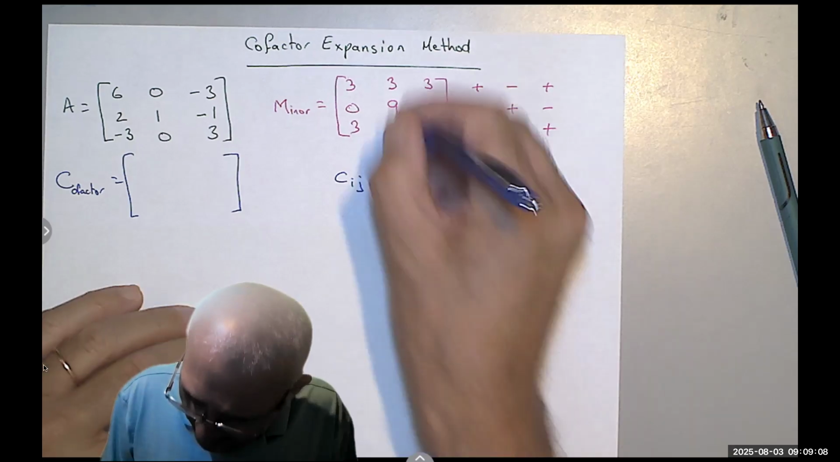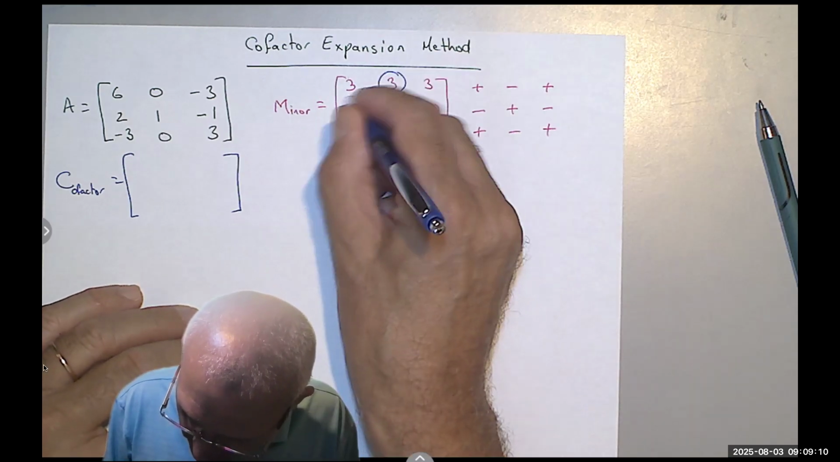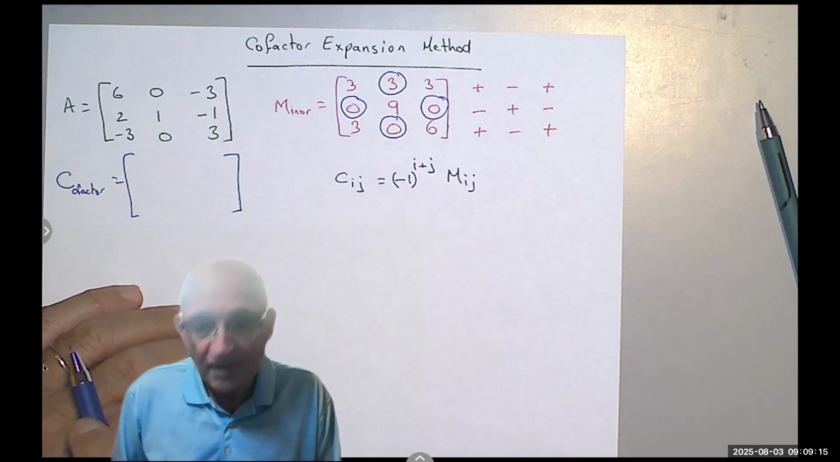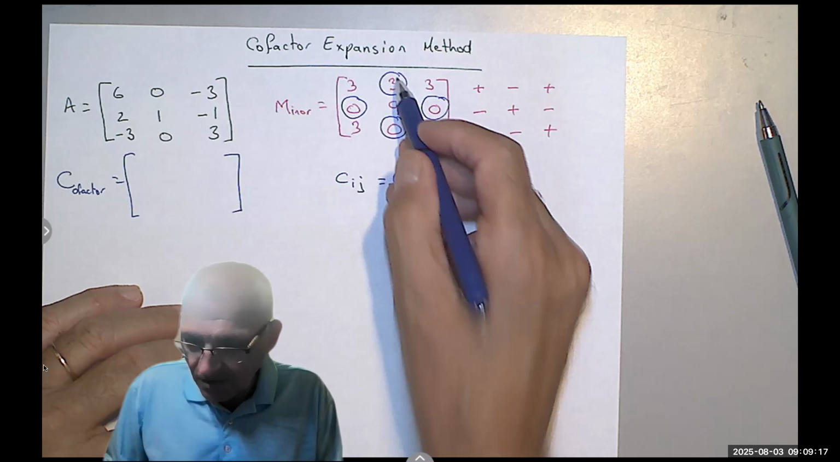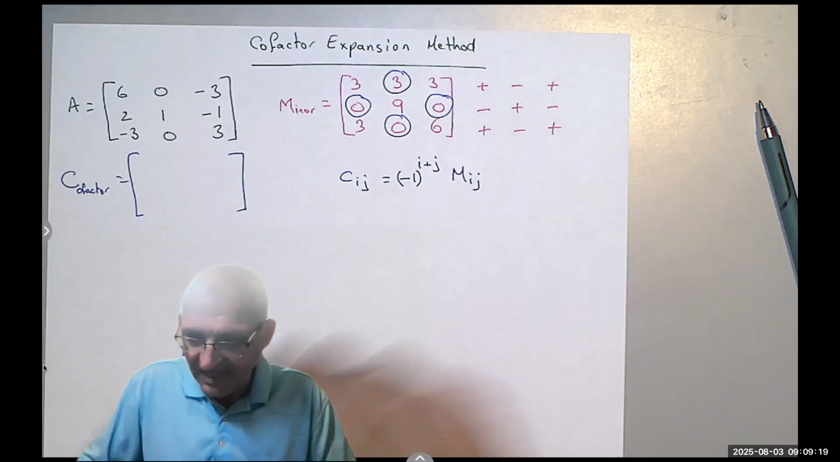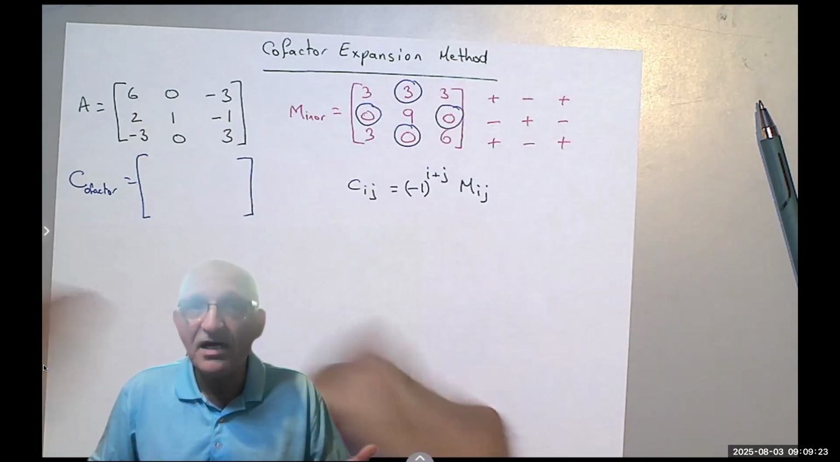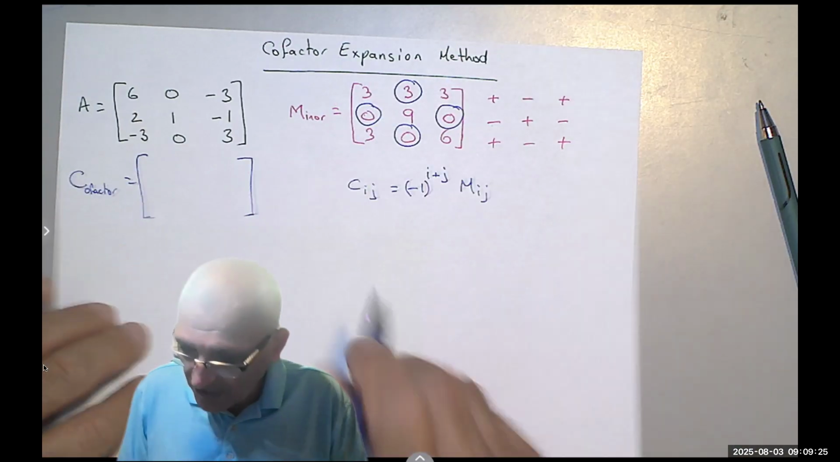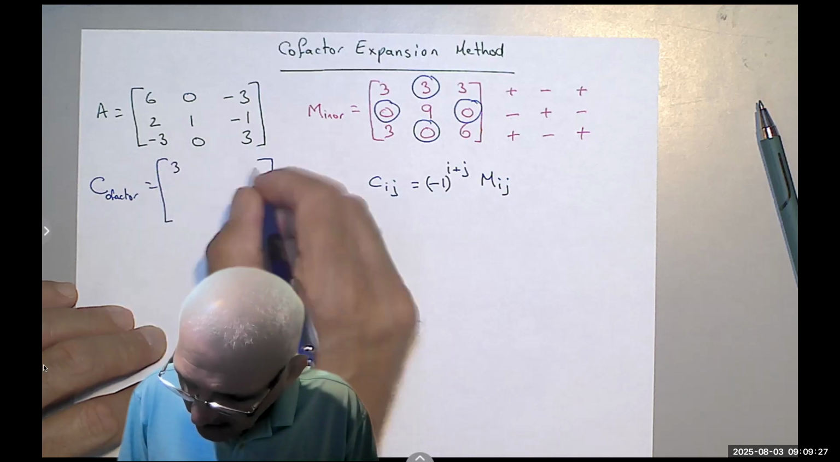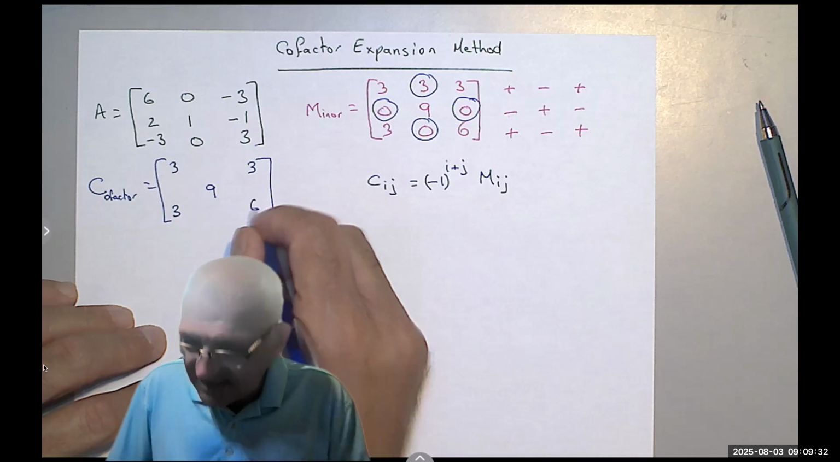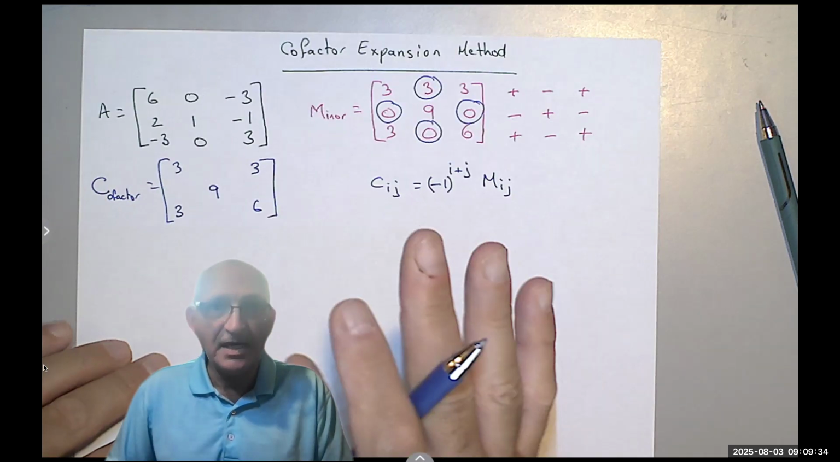In fact, I'm going to just circle these 4 digits because these are where the negatives are. And then the cross, the main diagonal and the other diagonal, are where they stay the same. So 3, 3, 9, 3, 6 stays the same. There is no difference between minor and cofactor.